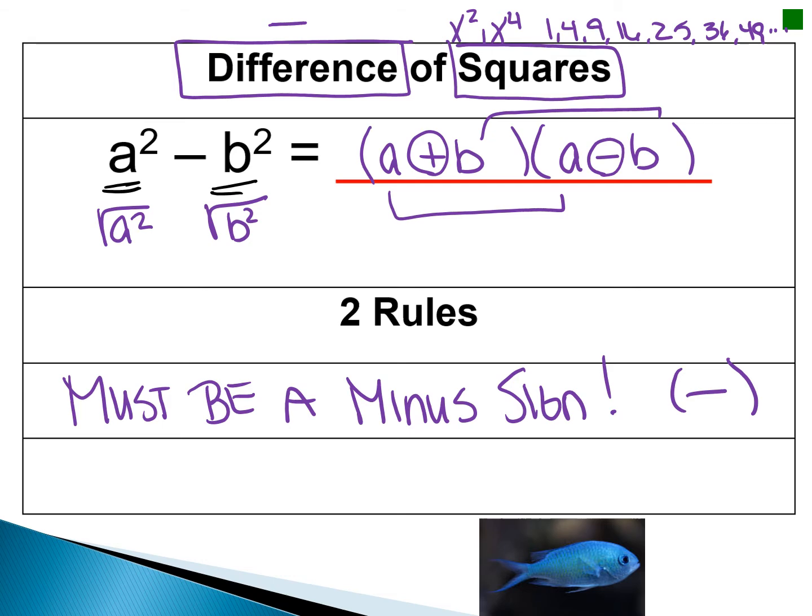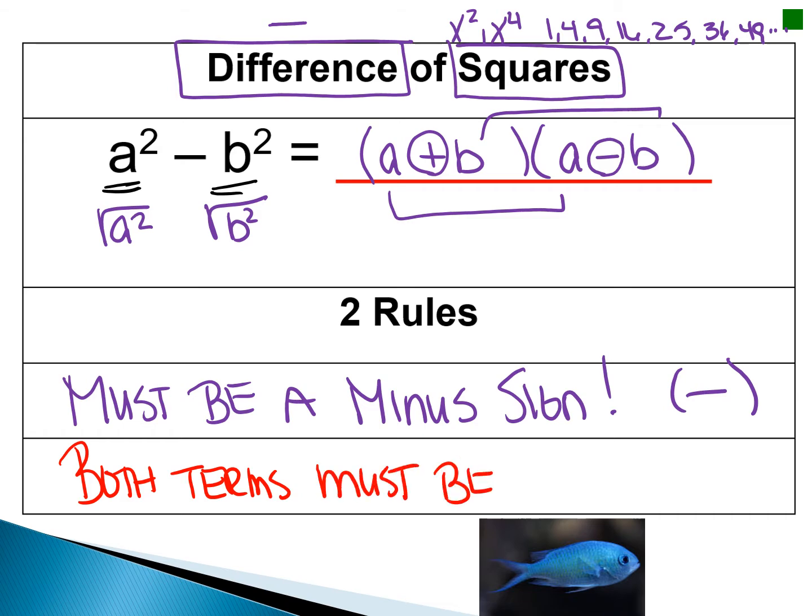And the other one is both terms must be perfect squares. Okay, that's what we talked about at the top, but write it down. Now, it will behoove you to learn your perfect squares up to 100.